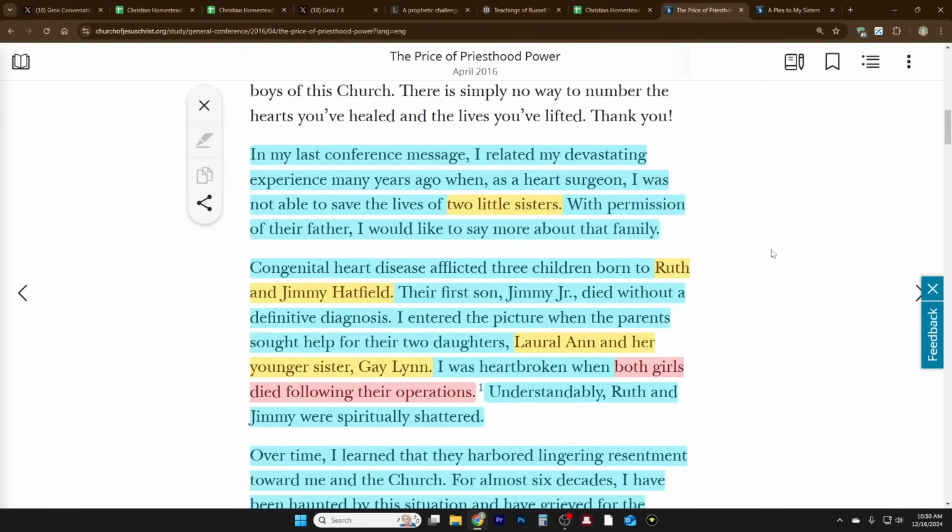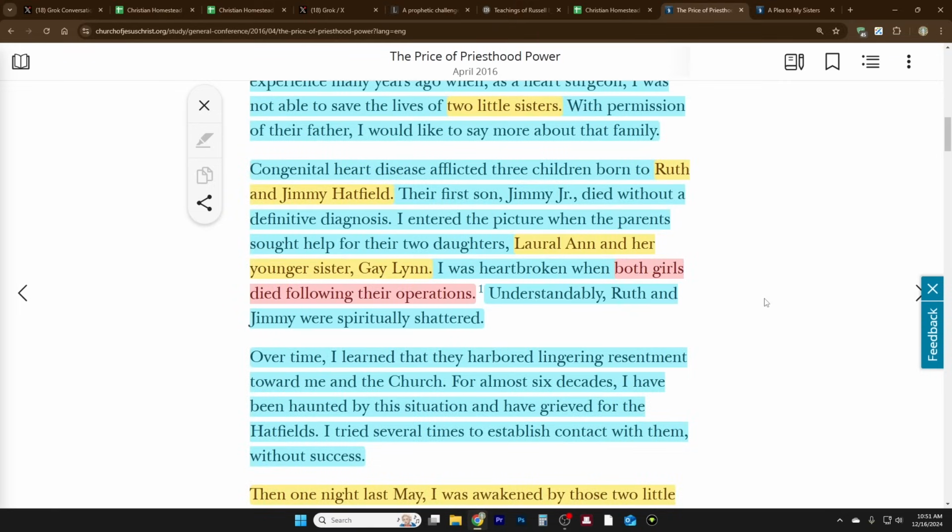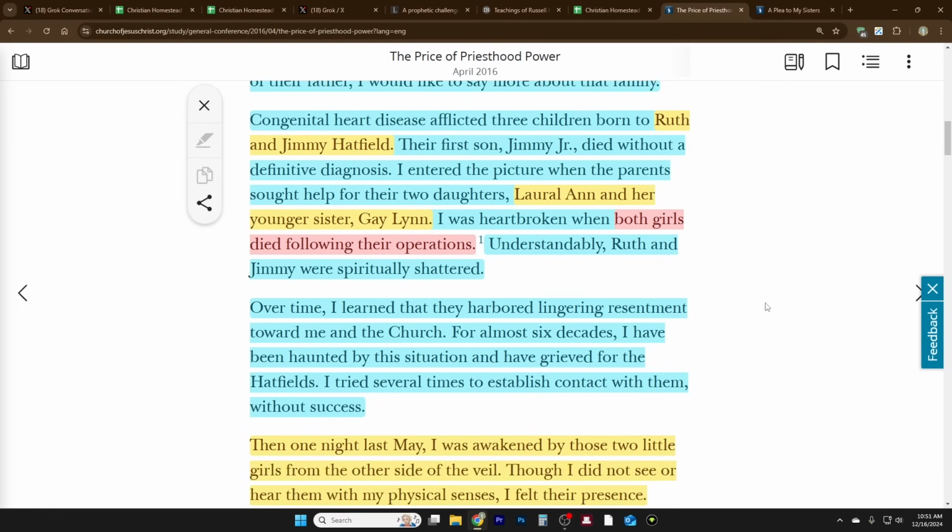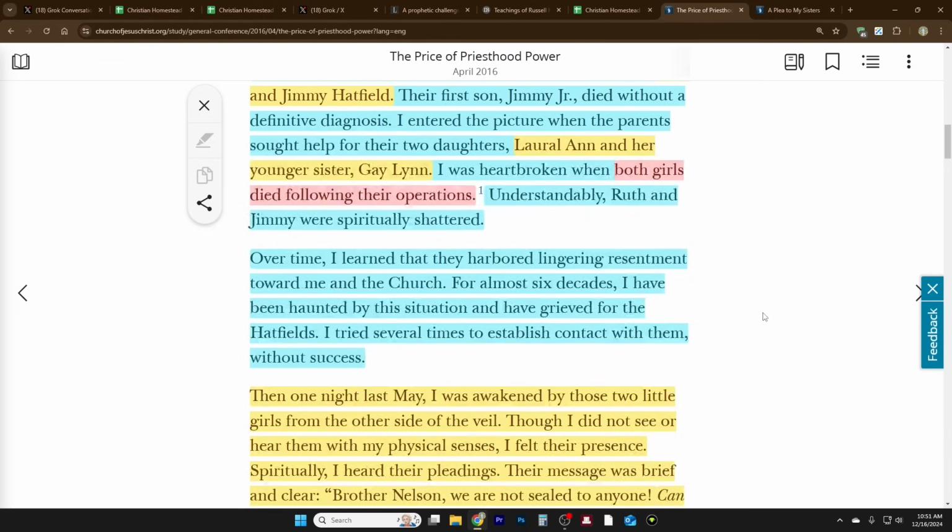In my last conference message, I related my devastating experience many years ago when, as a heart surgeon, I was not able to save the lives of two little sisters. With permission of their father, I would like to say more about that family. Congenital heart disease afflicted 3 children born to Ruth and Jimmy Hatfield. Their first son, Jimmy Jr., died without a definitive diagnosis. I entered the picture when the parents sought help for their 2 daughters, Laurel Ann and her young sister, Gaylyn. I was heartbroken when both girls died following their operations.